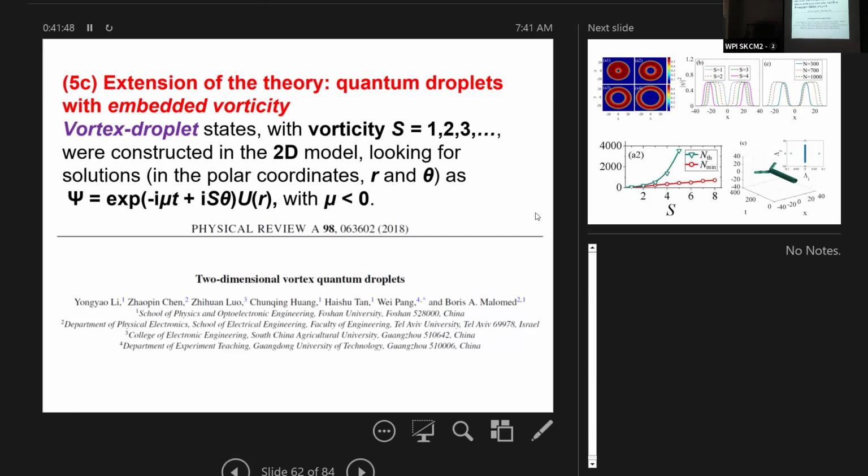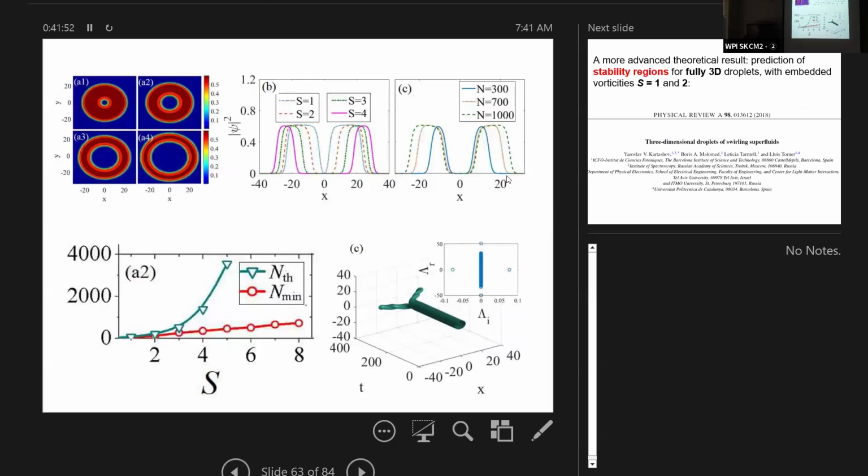And here are some results. It was found that indeed this model admits a large number of stable solitons with embedded vorticity. In particular, these are top views of the density distribution in such two-dimensional vortex droplets. Here is one with a small inner hole. This is vorticity 1, therefore the inner hole is small. Then this is vorticity 2, vorticity 3, vorticity 4.